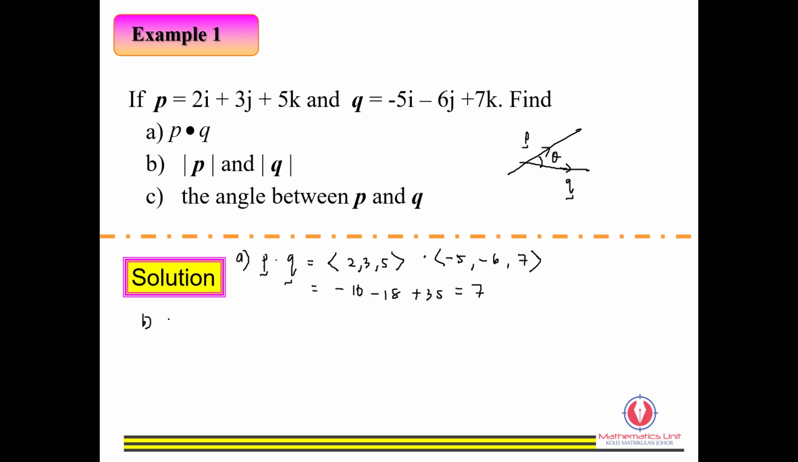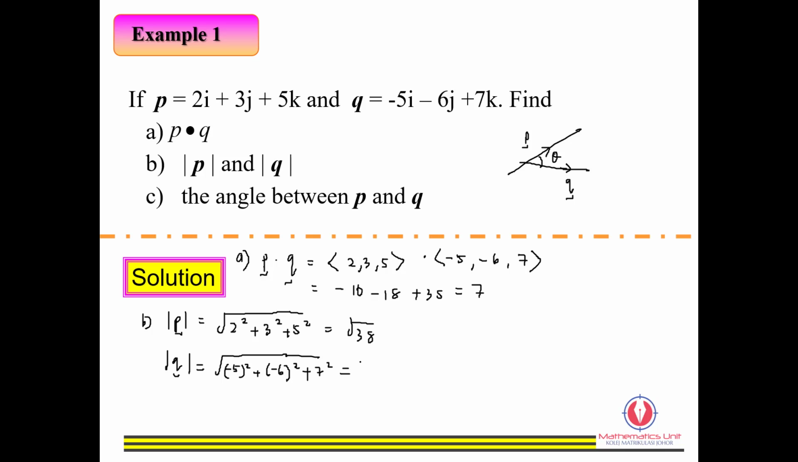And after that, B, we need to find the magnitude of P. Okay, so for the magnitude of P, the formula is surd of 2 squared plus 3 squared plus 5 squared, which is equal to surd 38. And the next one, we need to find the magnitude of vector Q. So it is negative 5 squared plus negative 6 squared plus 7 squared, which is equal to surd 110.